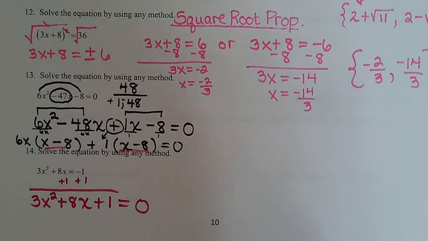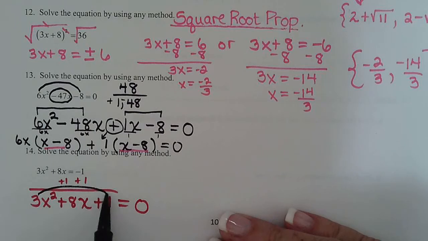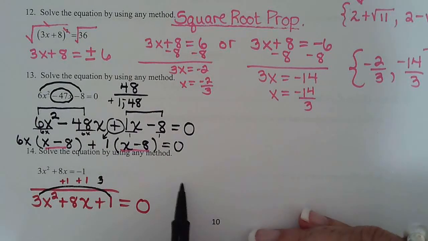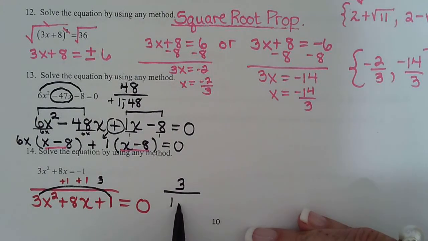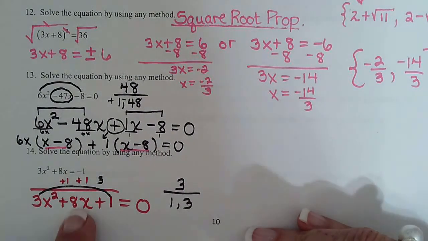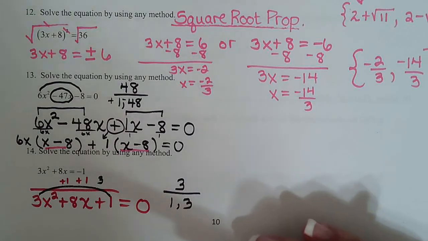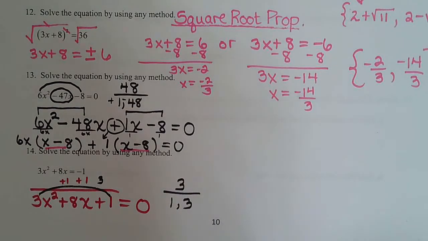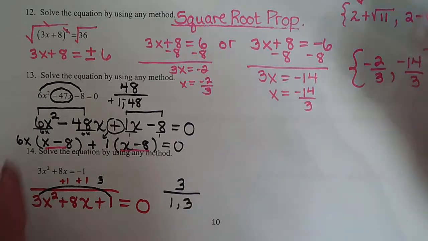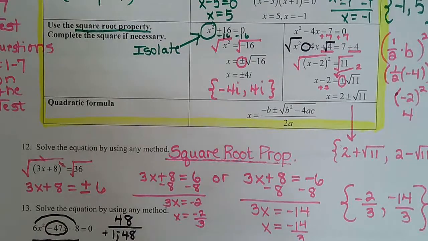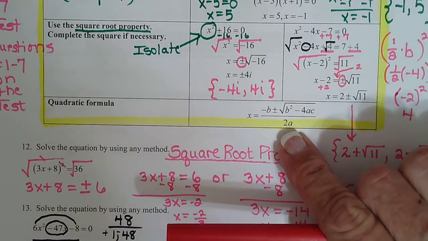So because there's a number in front, again, we have to do AC. So that comes out to be 3. Are there factors of 3 that add to 8? No, there are not. So guess what? Factoring's out. Square root property's out. So plan C, quadratic formula.